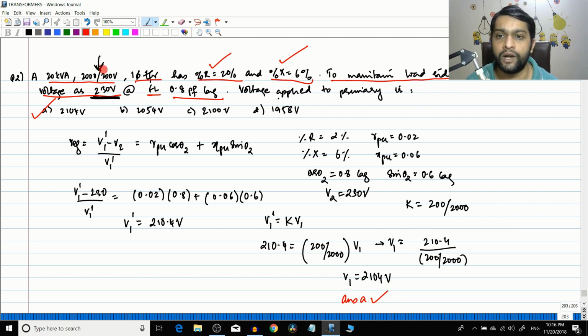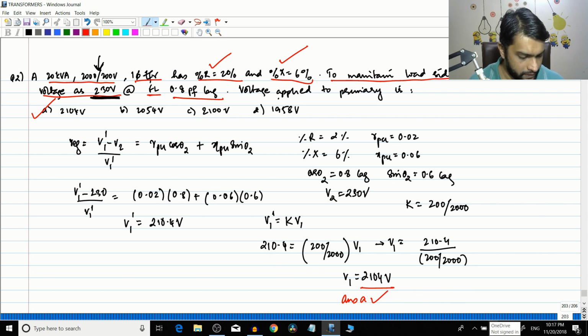Okay, so if you apply 2000 volts at the primary side, you will be getting a value less than 230 volts. If you apply 2104 volts in the primary V1, V2 you will get as 230 volts. Okay, so that is the next numerical.